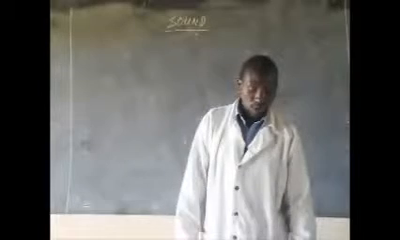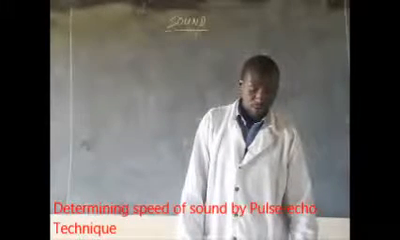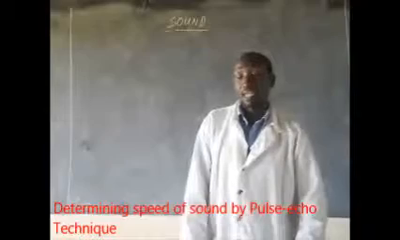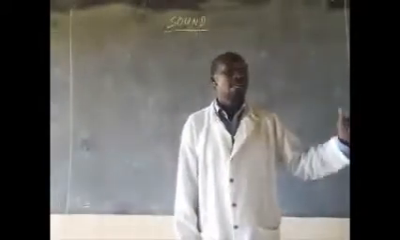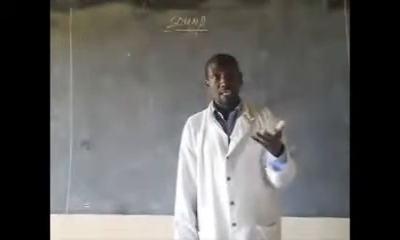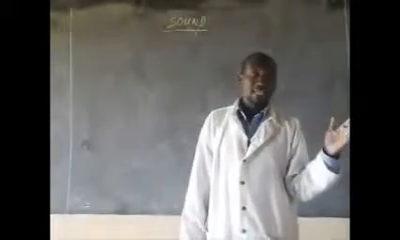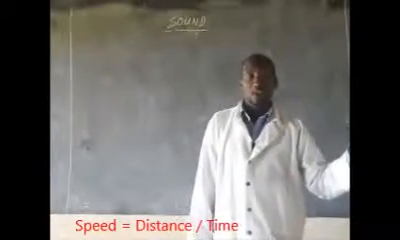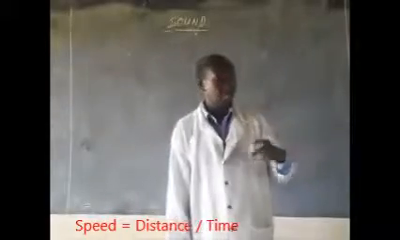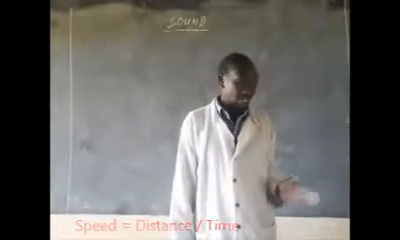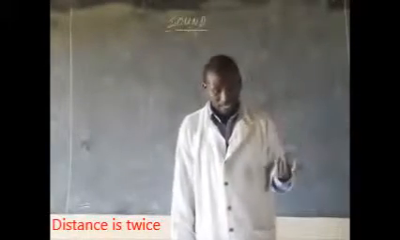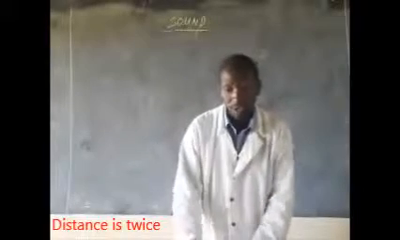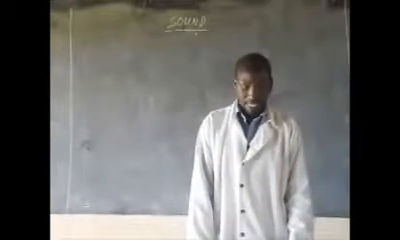Now then, we talked about determining the speed of sound by the pulse echo technique, whereby sound is produced, it reaches a barrier, it is reflected. So using the formula, speed is equal to distance over time. But there you have to realize that the distance will be twice, because the sound moves, then it's reflected back. That is the pulse echo technique. Now we need to calculate on that, and that one is normally tested.